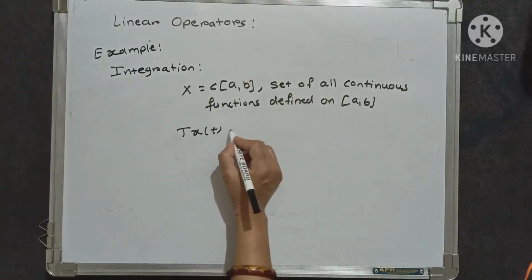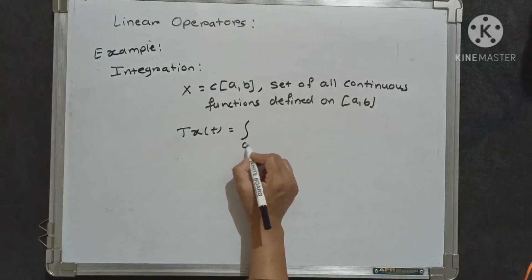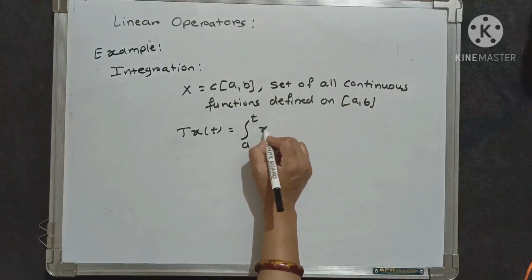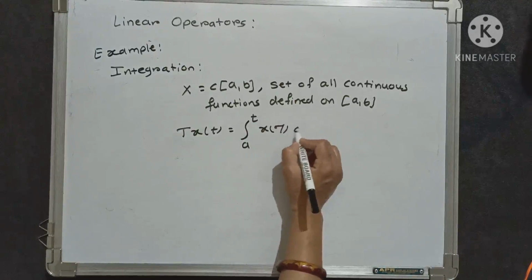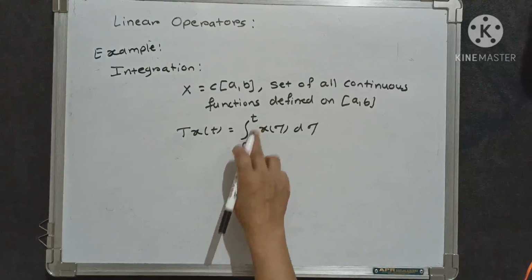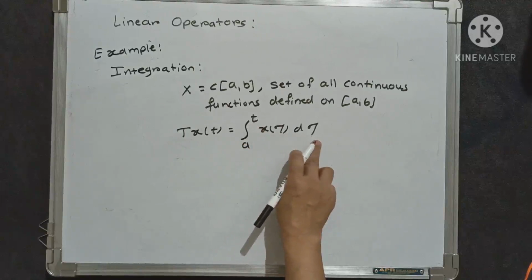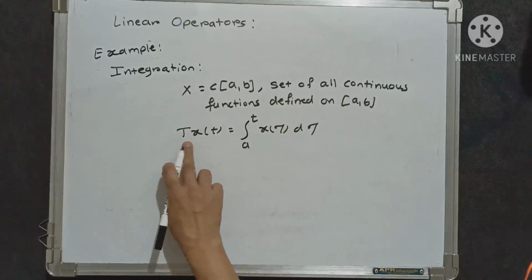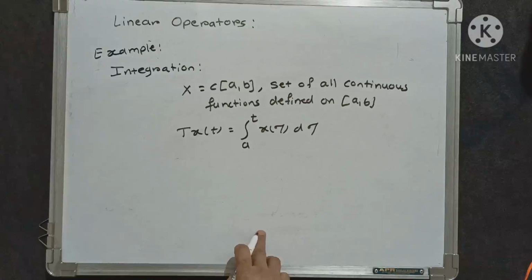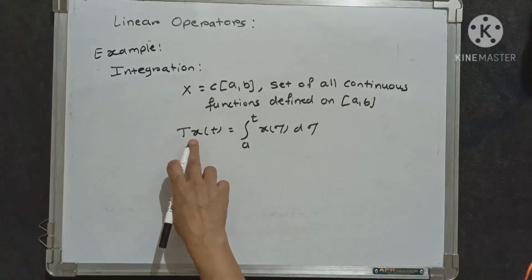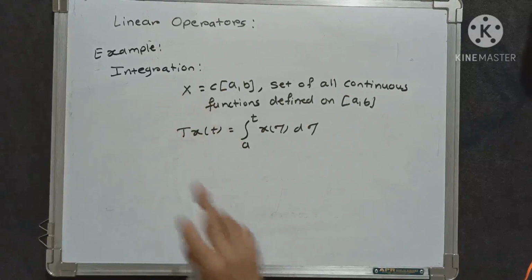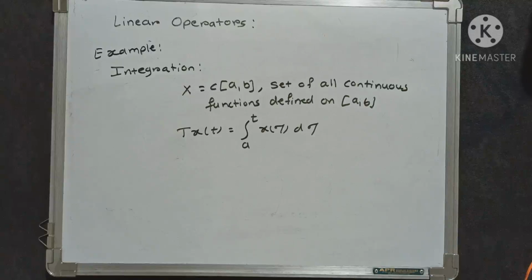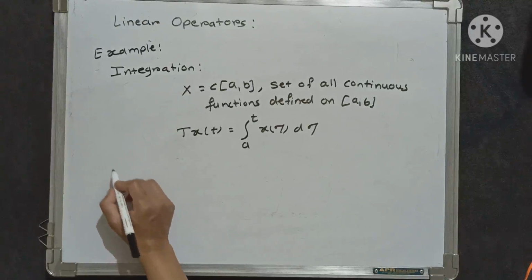of x(t), that is equal to the integral from a to t of x(tau) d tau. Here, as a continuous function is integrable, this definition is well defined, and this integration is also a linear operator. Now after this example of integration, another example is multiplication by t.